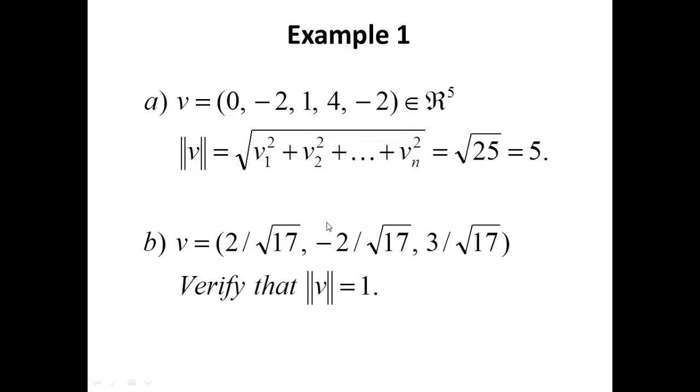Now I want you to verify that if V is defined by these components, then the norm of V equals 1. You can quickly see that if I take the square root of 2 over root 17 all squared, I would end up with 4 over 17. Same thing here, 4 over 17, 9 over 17. So I end up with the square root of 17 on 17, which is 1. This is called a unit vector. If the norm of V equals 1, then V is a unit vector.